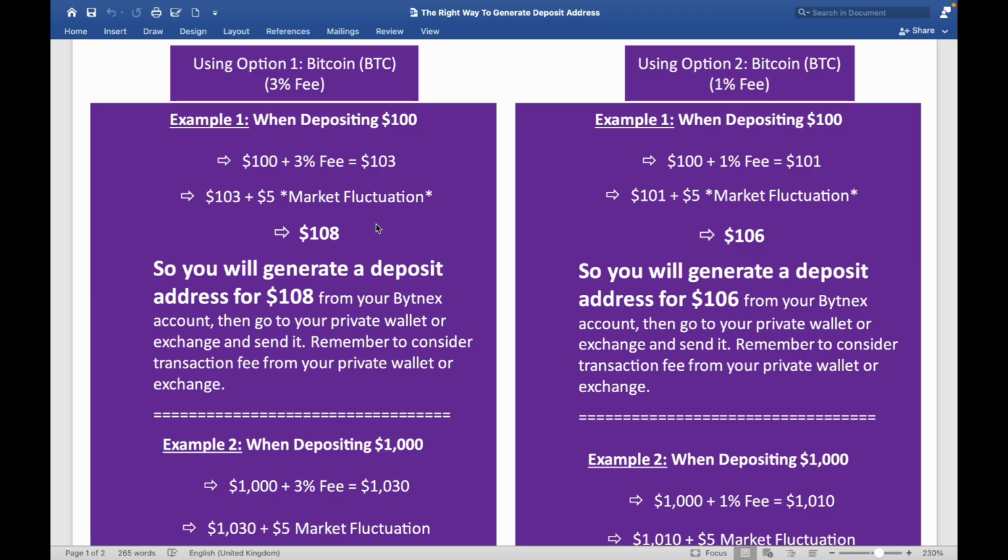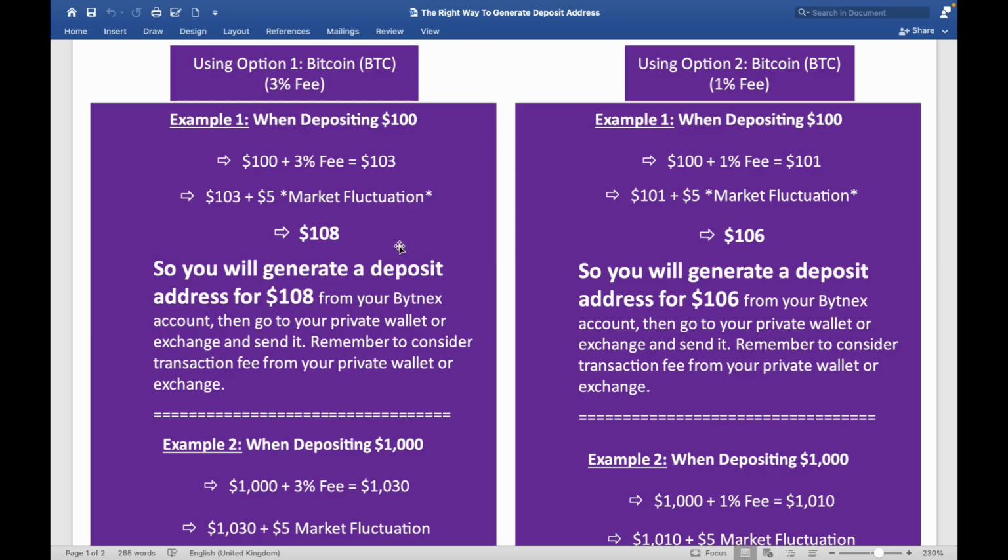So let's say you send exactly 103 from your exchange, and then Bitcoin went down within that 30 minutes or 45 minutes that is going to go through the blockchain before it arrives in your Bytnex account. That money will drop to less than $100, and if that happens, it means you won't be able to activate your contract because the money has gone down. But if you add extra $5, when the market fluctuates, that will cushion the fluctuation.